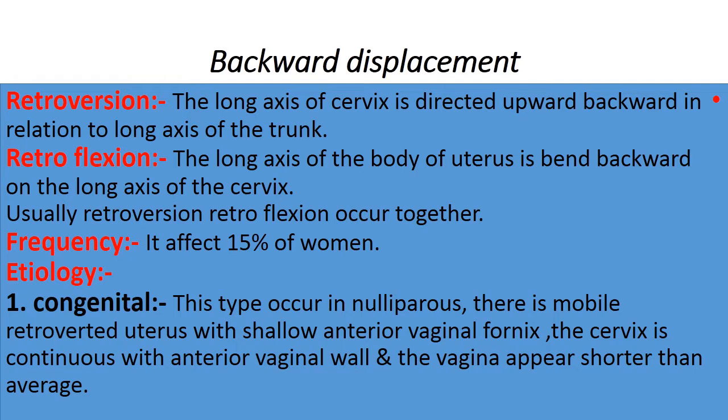Usually, retroversion and retroflexion occur together. Such abnormality affects 15% of women. The etiology of this retroversion or retroflexion can be the following. First, congenital. This type occurs in nulliparous women. There is a mobile retroverted uterus with a short, shallow anterior vaginal fornix. The cervix is continuous with the anterior vaginal wall, and the vagina appears shorter than average.